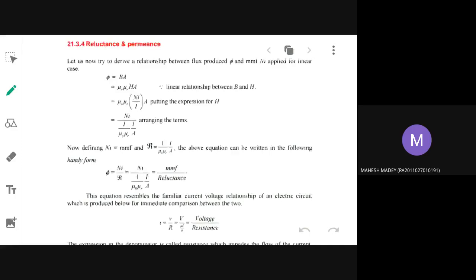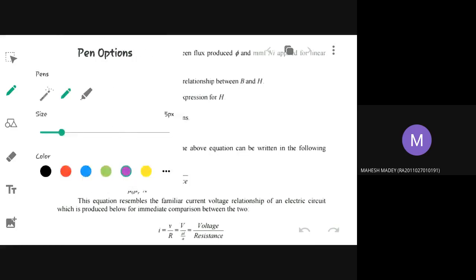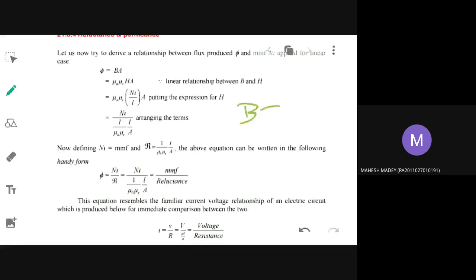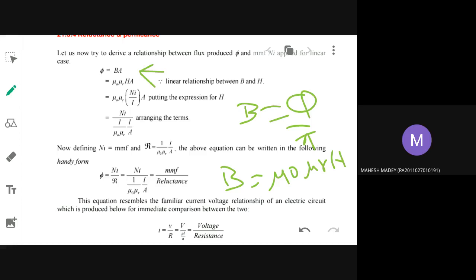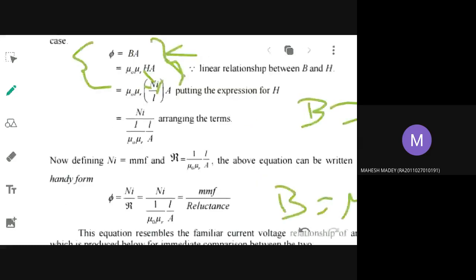Like I told you, okay. You know that B is equal to phi divided by A as per this formula. So you know that B is equal to mu naught mu r H. From that we have derived this first thing, and what value have you substituted for H? Ni by L, and then you are further simplifying, that's all.